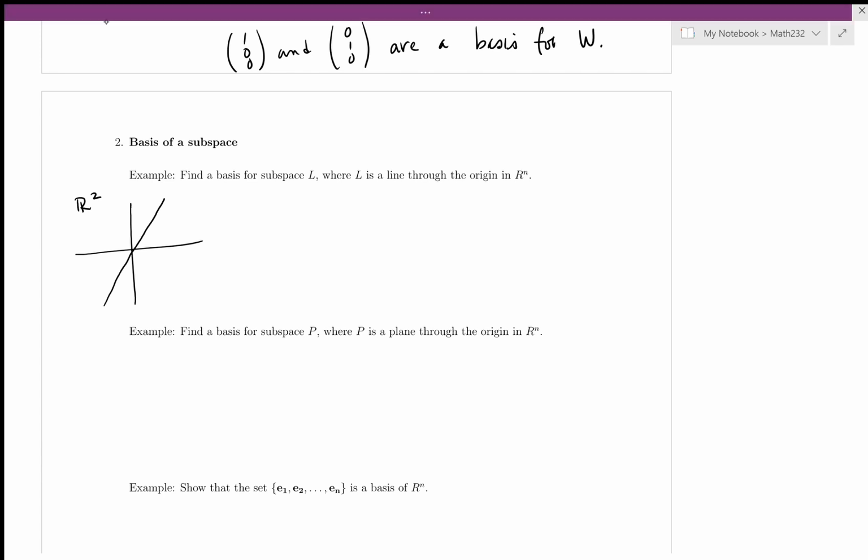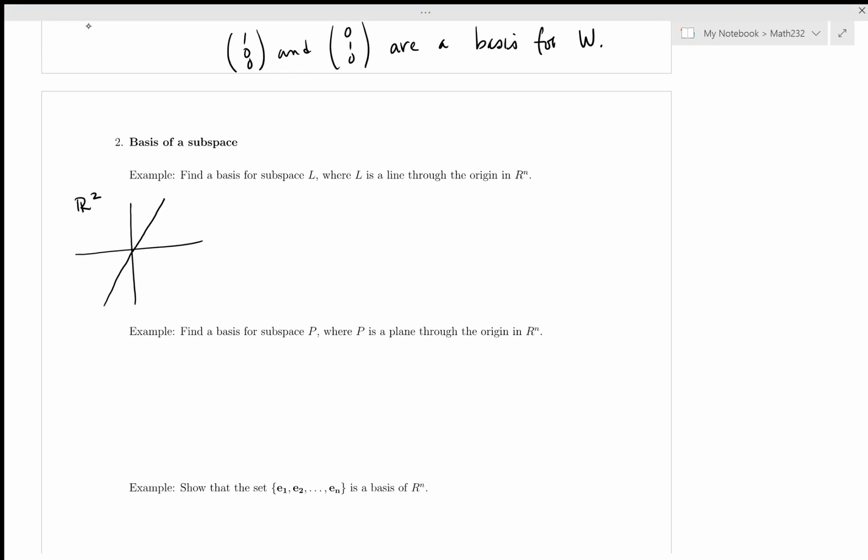So I could just show you what a basis vector would look like. For example, that would be one basis vector for the subspace L, where L is that line. Bases are not unique. Here's another basis vector. The span of that basis vector is also L, this line being L. The idea is, though, we only need, in this case, one vector. We don't need to have two of them.